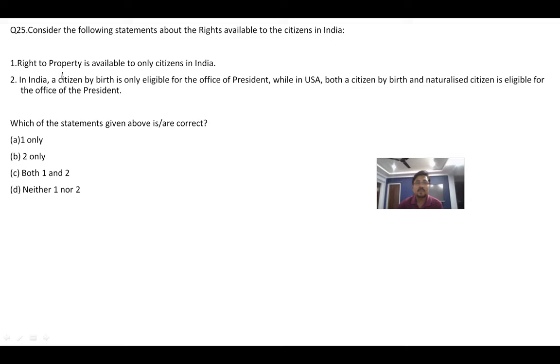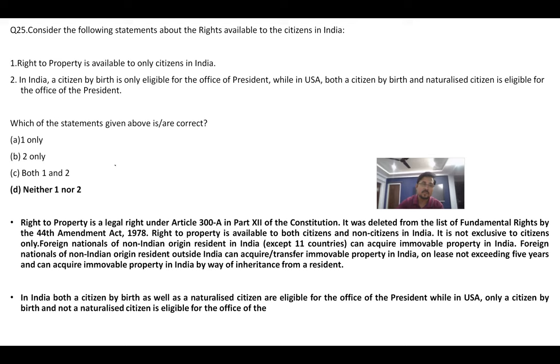Consider the following statements about rights available to the citizens of India. Right to property is available only to the citizens of India. In India, a citizen by birth is only eligible to the office of the President, while in the USA both citizens by birth and naturalized citizens can be eligible for the office of the President. Which statement is correct?